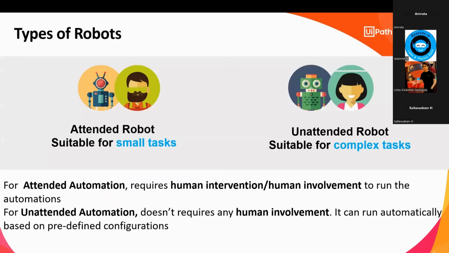Let's quickly jump on to our next slide: types of robots. There are two types of robots we generally use in Orchestrator. The first is the attended robot, which is suitable for small tasks, and the next is the unattended robot, which is suitable for complex ones. The automations that run with an attended robot generally involve human involvement, but the automations that run with an unattended robot do not need any human involvement.